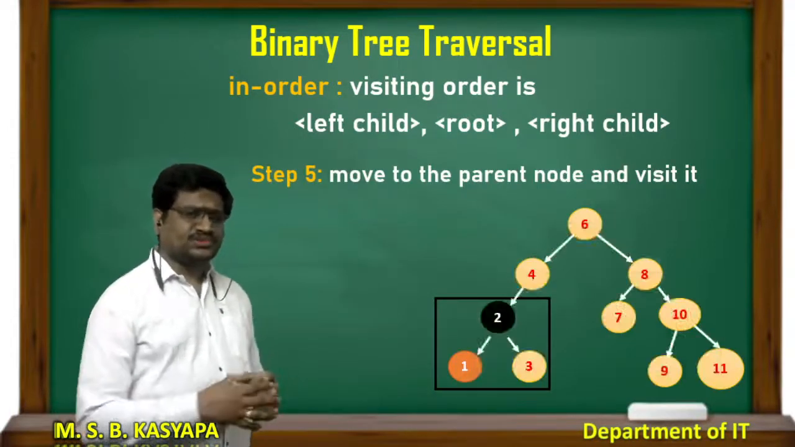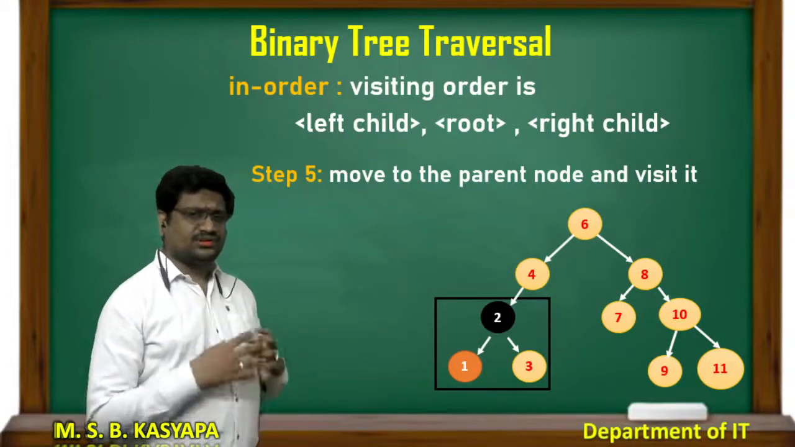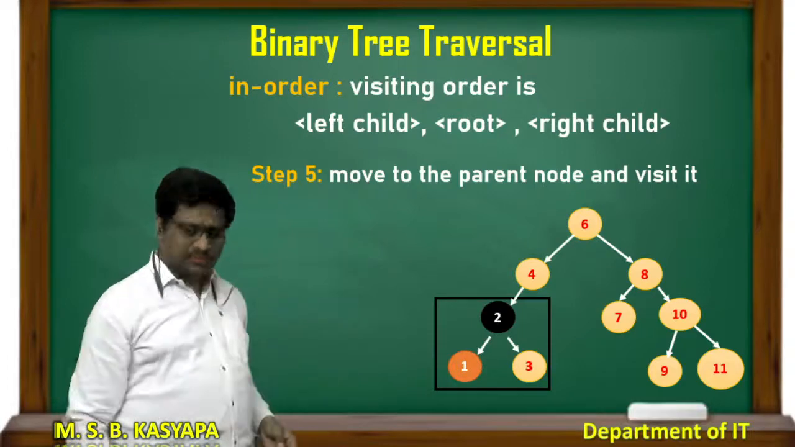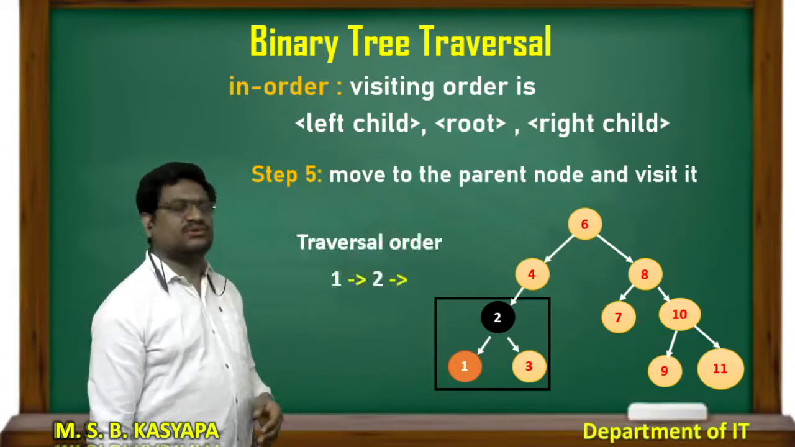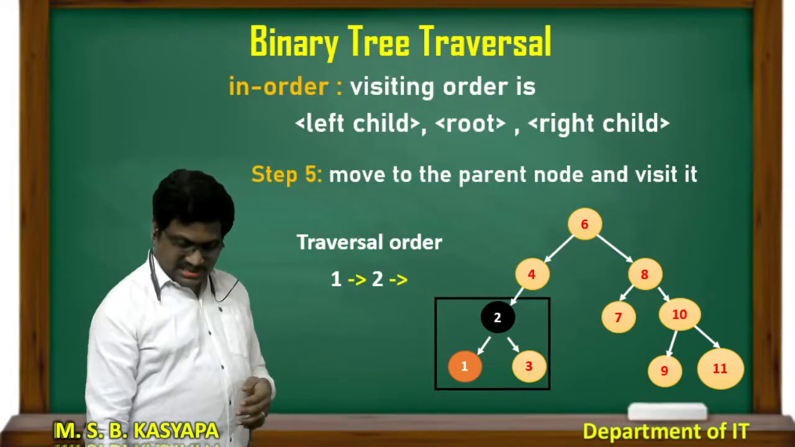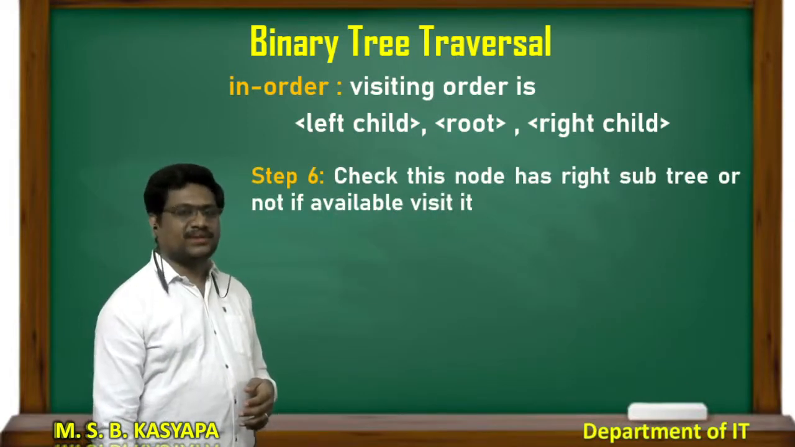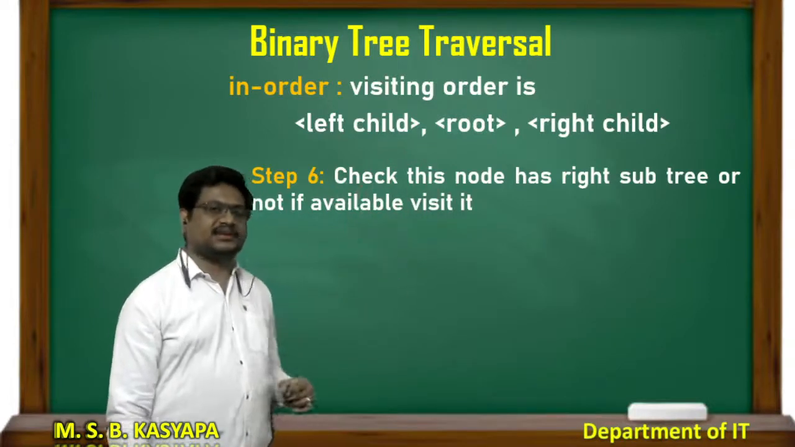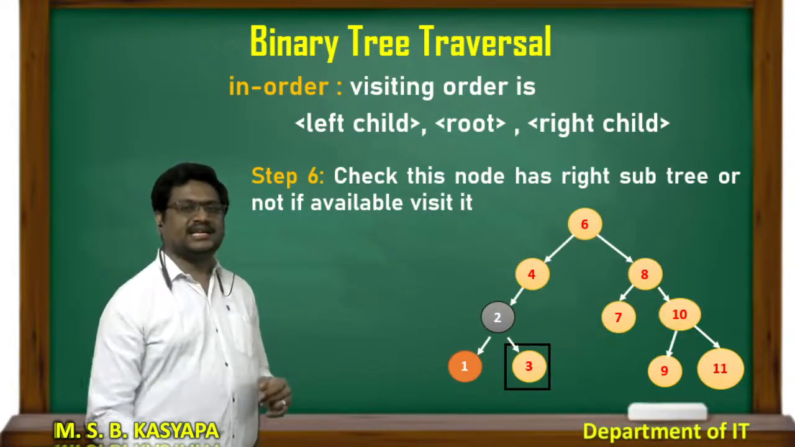Now, 2 is a root node. So now I am visiting. The left child is completed. Then after I am moving to the root node. Now I have visited the root node. My traversal is 1, 2. Now I have to check whether it has any right child or not. Why? Because first I have to visit left, then root, then right child. So I'm checking whether it has any right child or not.